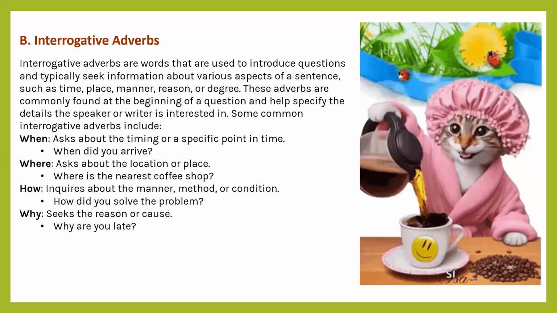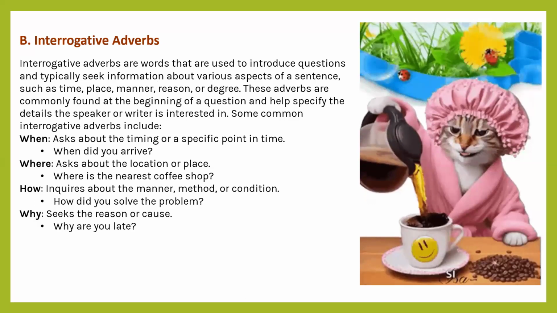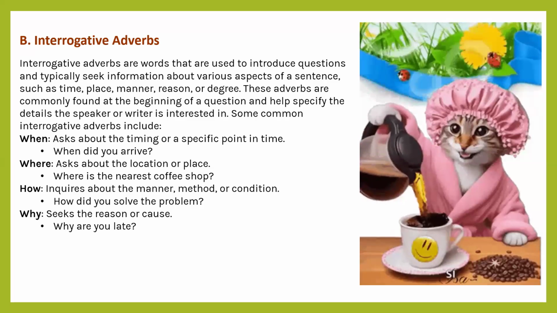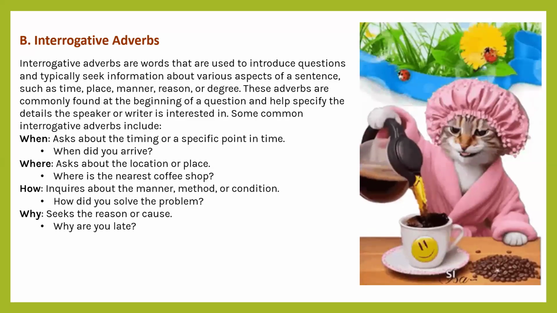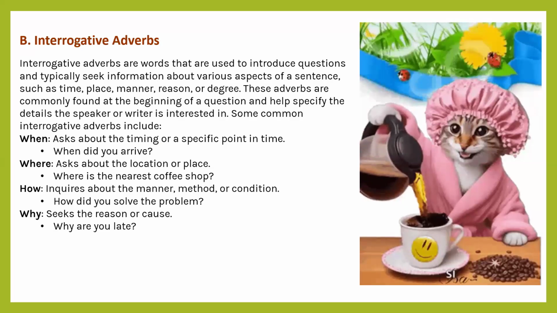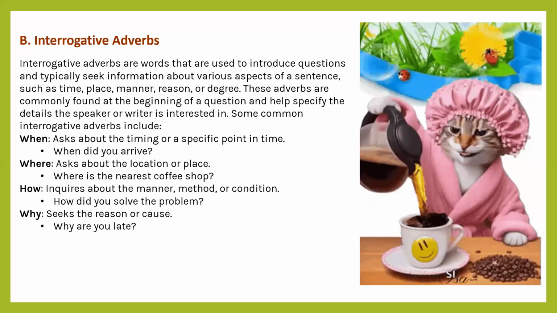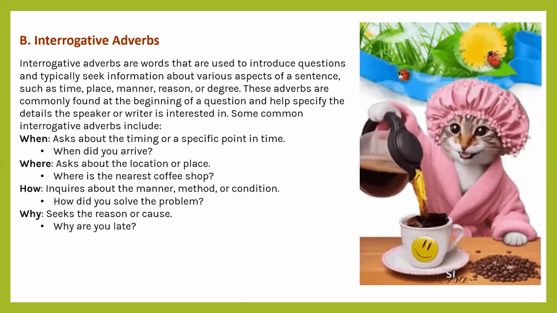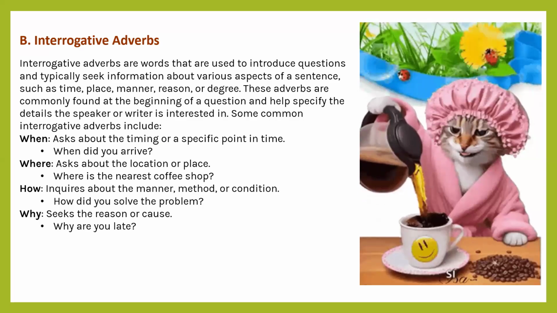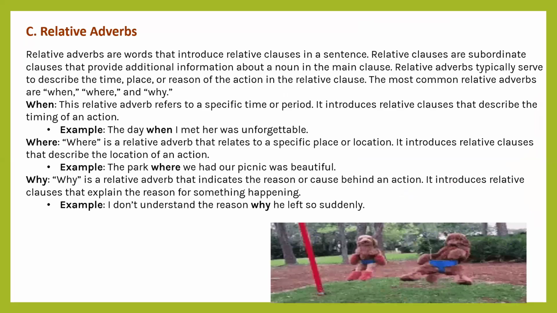When is used to ask about the timing or a specific point in time. When did you arrive? Where asks about the location or place. Where is the nearest coffee shop? How inquires about the manner, method, or condition. How did you solve the problem? How is an interrogative adverb. Why seeks the reason or cause. Why are you late? So these are the interrogative adverbs.